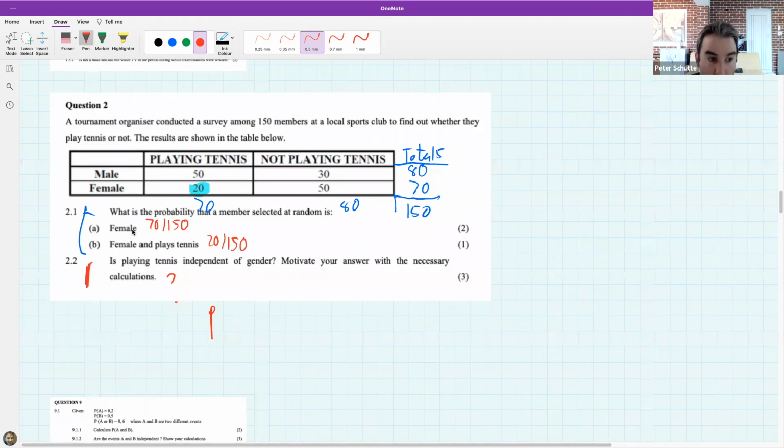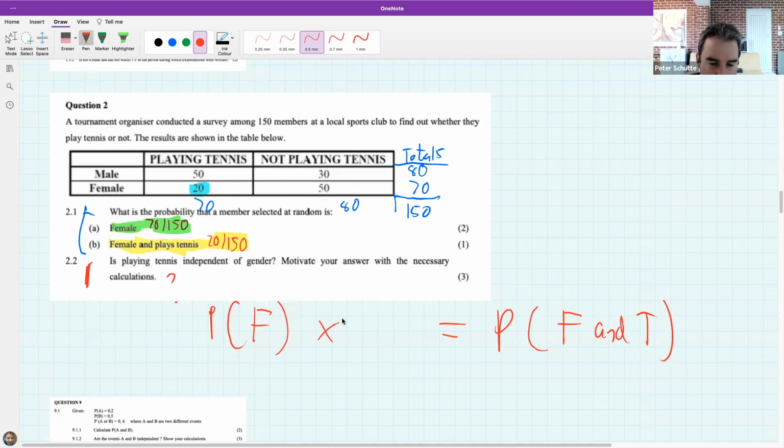Okay, so well, we do have the probability of being a female and playing tennis, which is this one, right? So we have that one. And we do also have the probability of being female. But there's something else which I need. It's almost like I've got the probability of being F, and I've also got the probability of being F and playing tennis, but I'm missing something over here. What do you think I'm missing over here? You're missing the probability of playing tennis. Exactly.